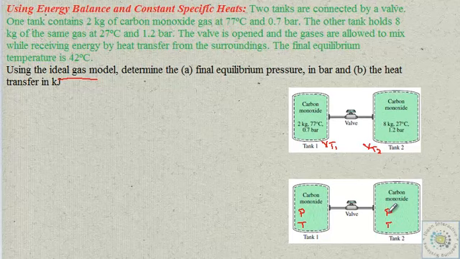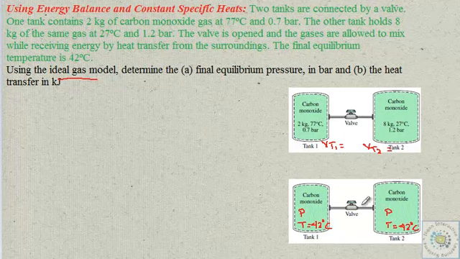And our first task is to calculate the final pressure. I think we're given the final temp, right? The final equilibrium temp is 42, which means this will be 42 degrees Celsius and this will also be 42 degrees Celsius. Okay, they'll only be asking now to calculate the final pressure. But before we can do that, I believe we need to look first for the volume of tank 1 and volume of tank 2.